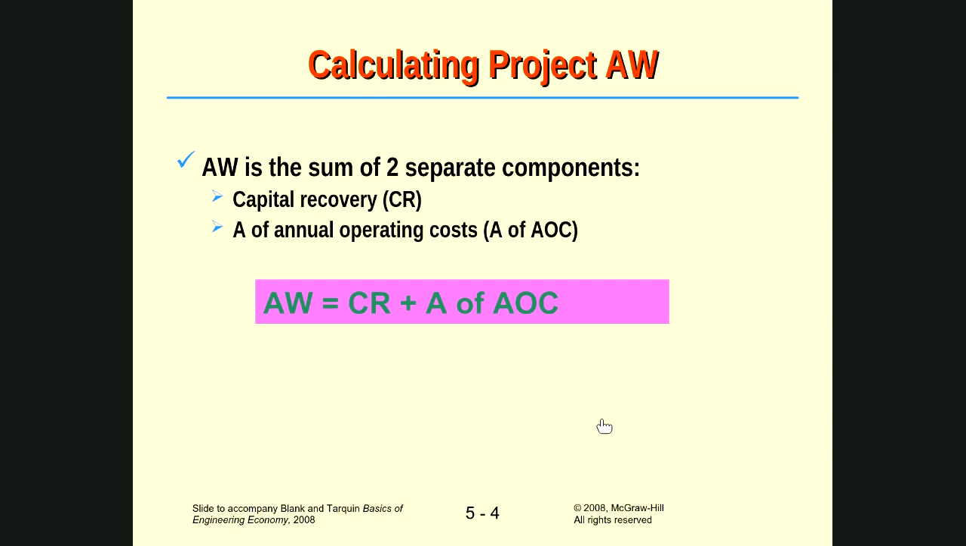Now, the annual worth is calculated by converting all the values to annual. All the values given, future value, present value, we convert them all to an annual to get the annual worth analysis. Okay, what about this equation that says the annual worth is equal to CR plus A? What is the CR? CR is capital recovery. I will explain what is capital recovery. Plus the A of annual operating cost. We can read it this way: capital recovery plus the annual operating cost.